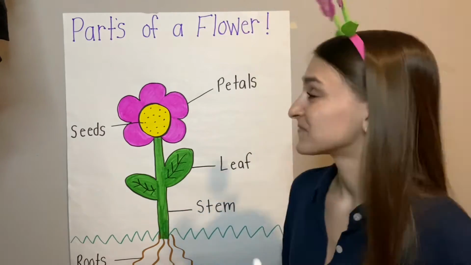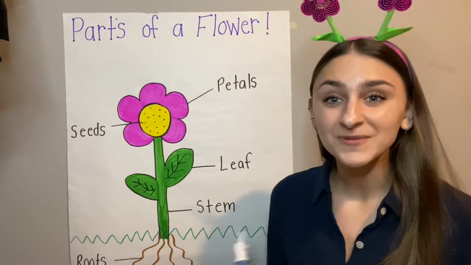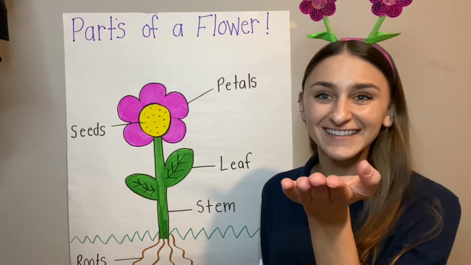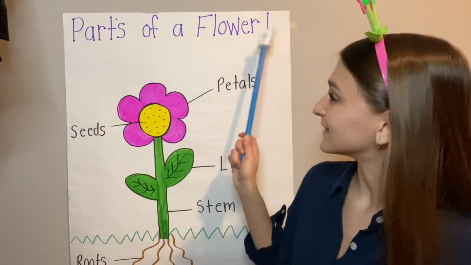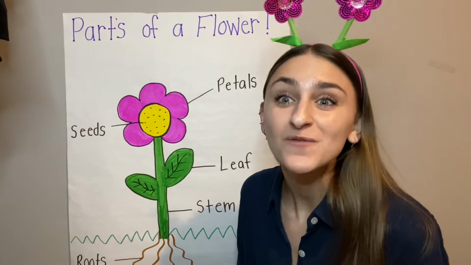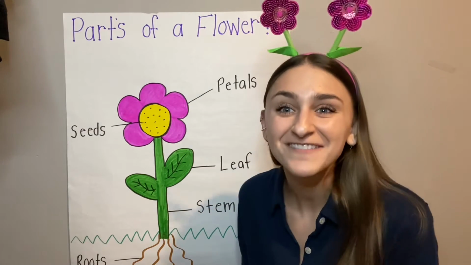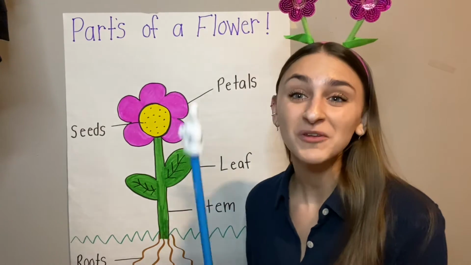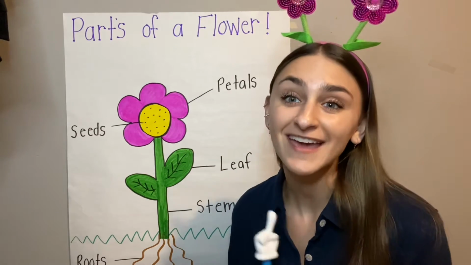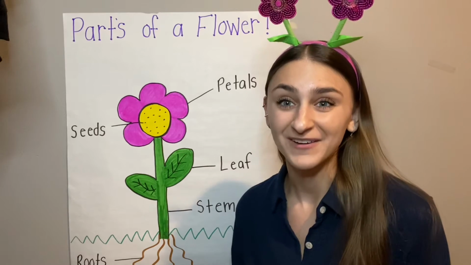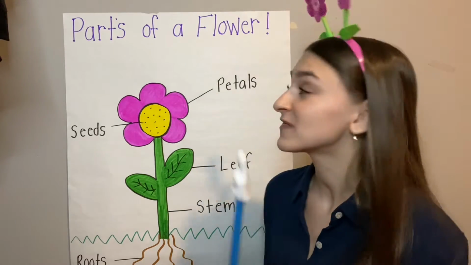Okay, let's begin. So this is called an anchor chart. Can you say anchor chart? This anchor chart's title is called Parts of a Flower. So you're going to learn a bunch of new vocabulary words. Isn't that so exciting? Okay, so I'm going to use my magic pointer. And I'm going to point to a part of a flower, and I want you to guess what it is called. Are you ready? Okay, let's start with this one.